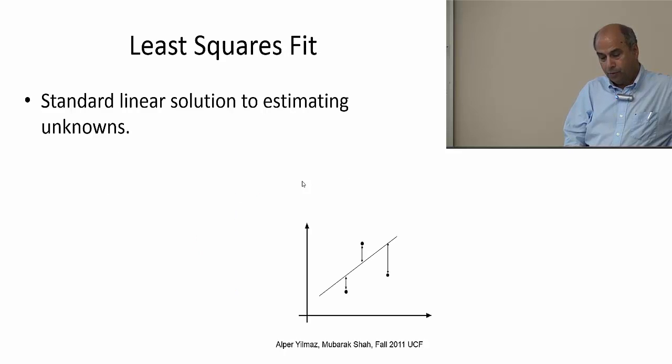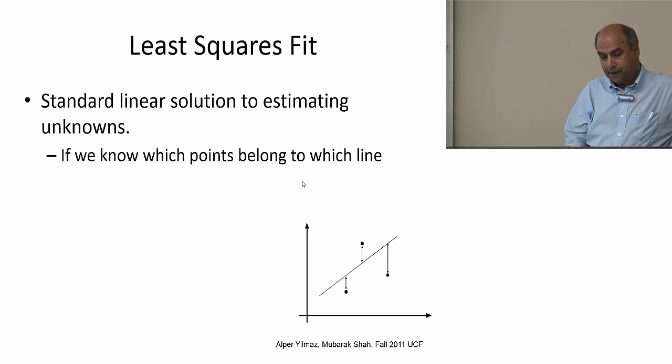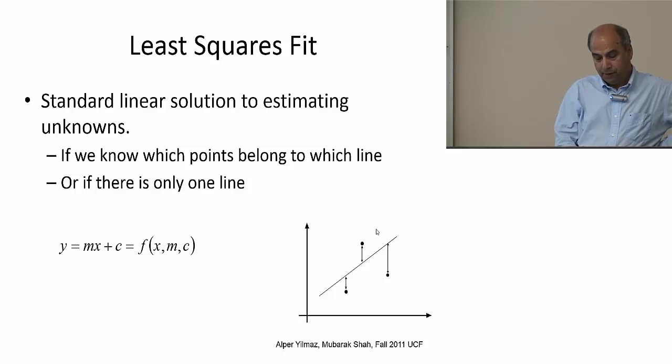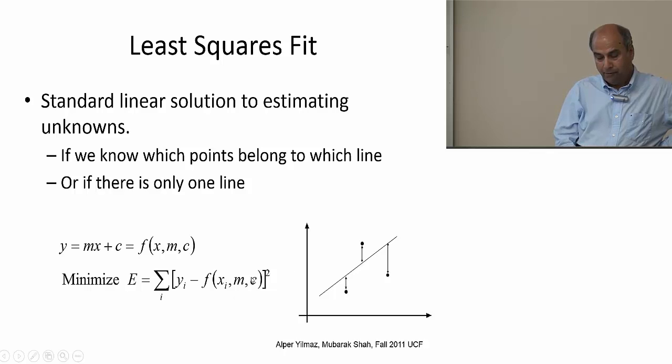Okay, so which means that standard linear regression, we want to, if we know which points belong to the line, if there's only one line, then it's easy. Then we can just do the least square fit. If there's only one line, and this is the equation of a line, we will basically find m and c such that this error is minimized, which is take the error, square the error, minimize that. That's called least square fit.